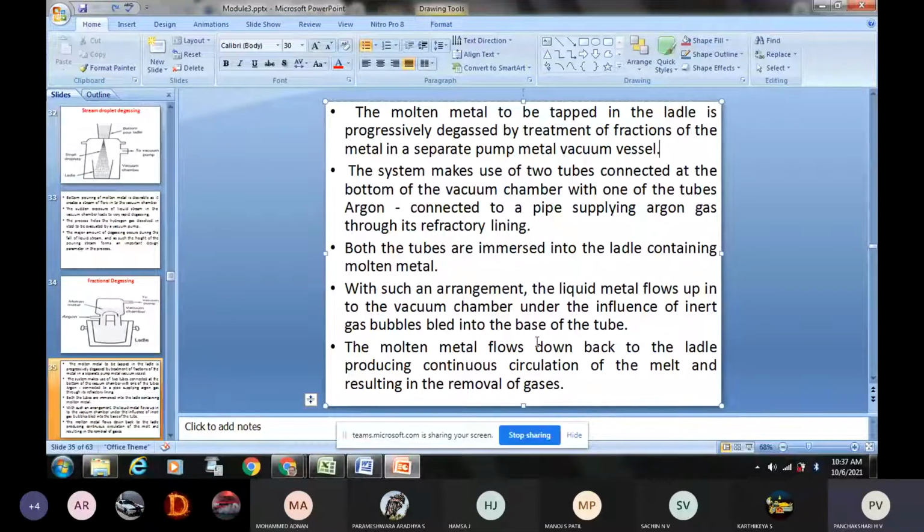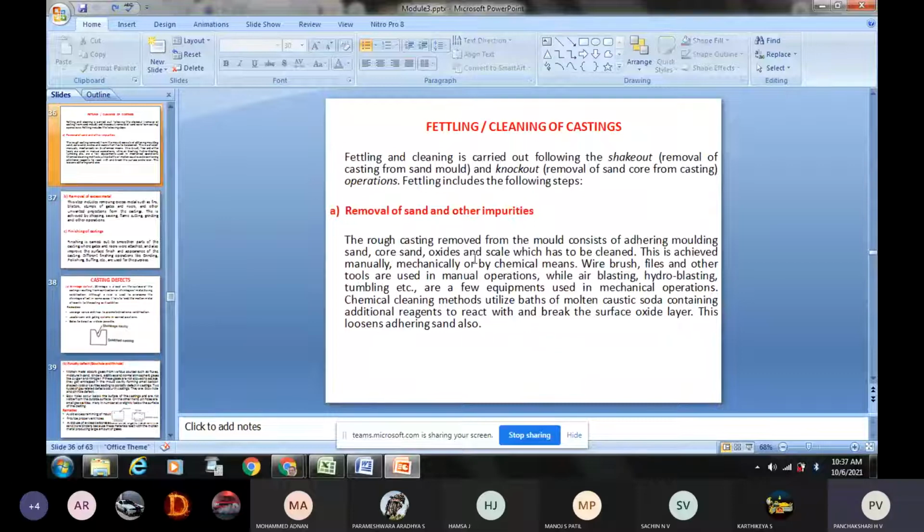This is what I explained till now. This is about the degasification process and the degasification techniques or methods which are available.